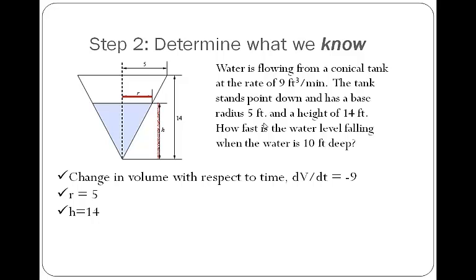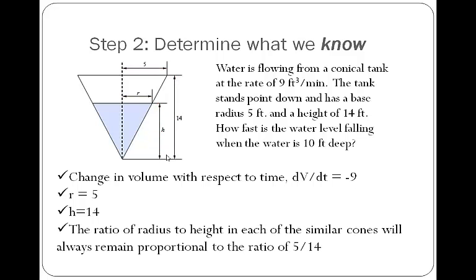And I can see here that the ratio of radius to height of the smaller cone will be proportional to the ratio of radius to height of the larger cone because they're similar cones. So even though these values of r and h will be changing as the water drains, their ratio will remain proportional to the ratio of 5 to 14. So that's a huge piece of information. The ratio of radius to height in each of the similar cones that I would get as the water drains will remain proportional to the ratio of 5 to 14.